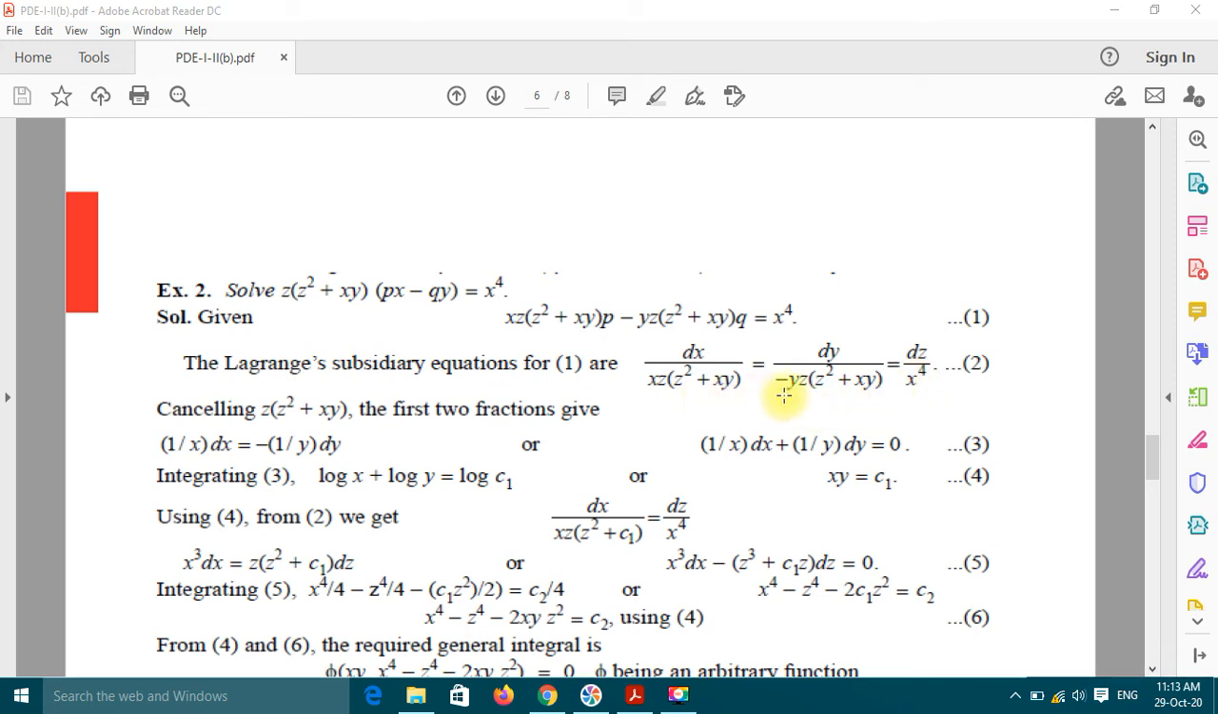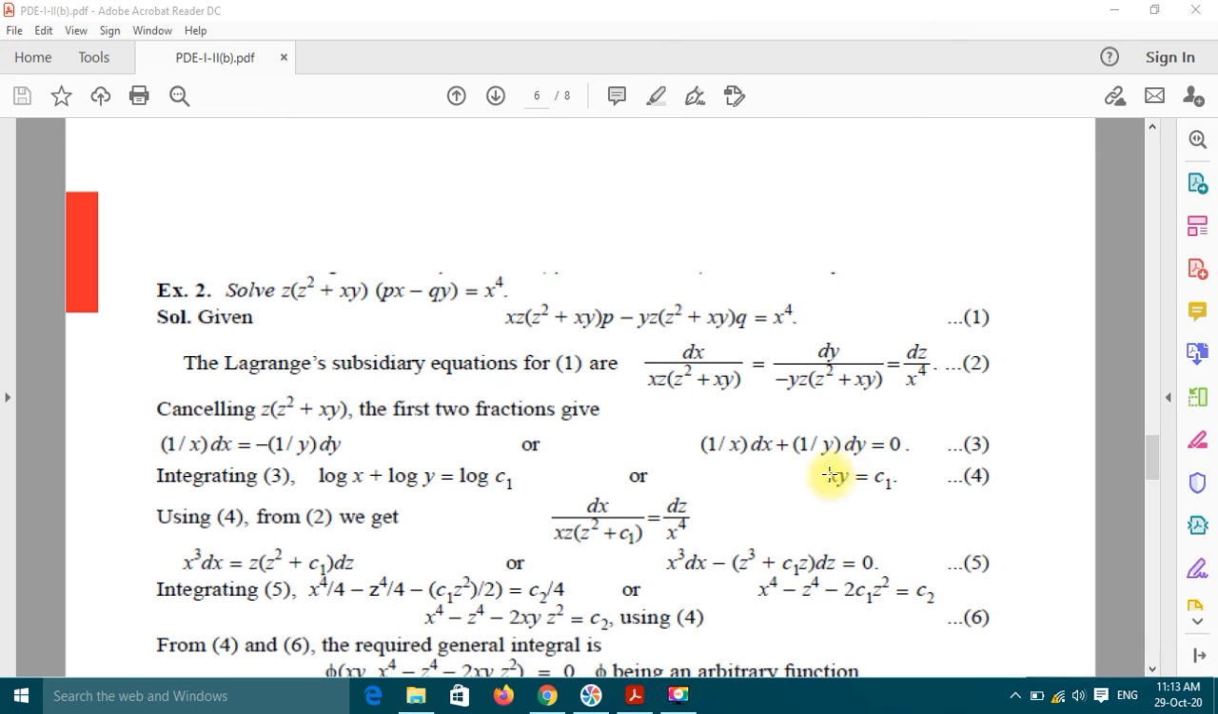Now we take the first two fractions. Then z² + xy and z² + xy cancel out, z and z also cancel out. Then we get dx/x + dy/y = 0. So we integrate it, then we get log x + log y = log c1. So xy = c1. This is the first solution of our equation.